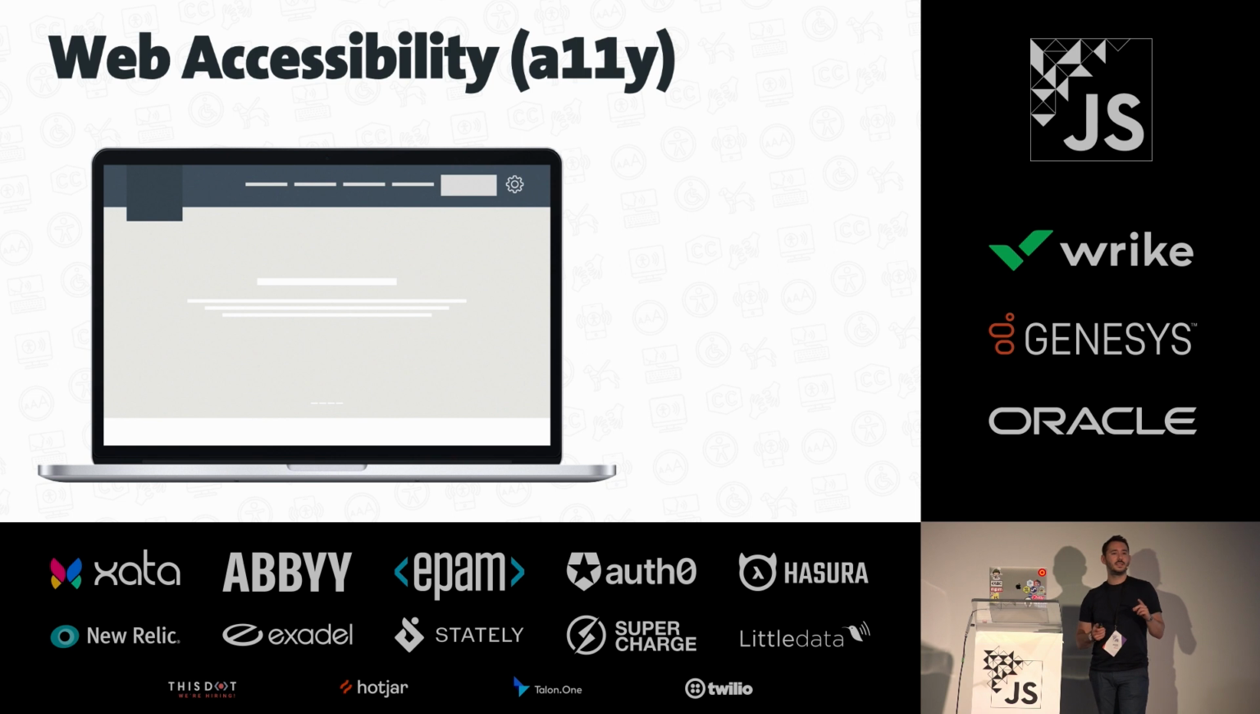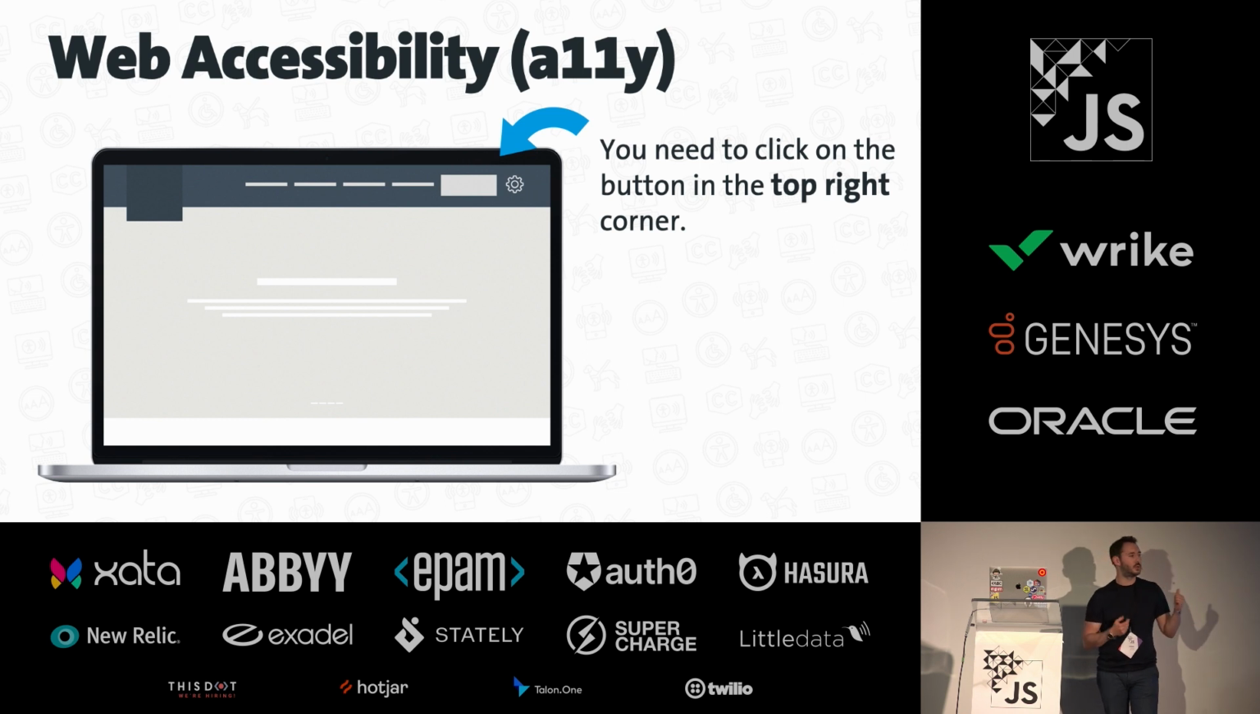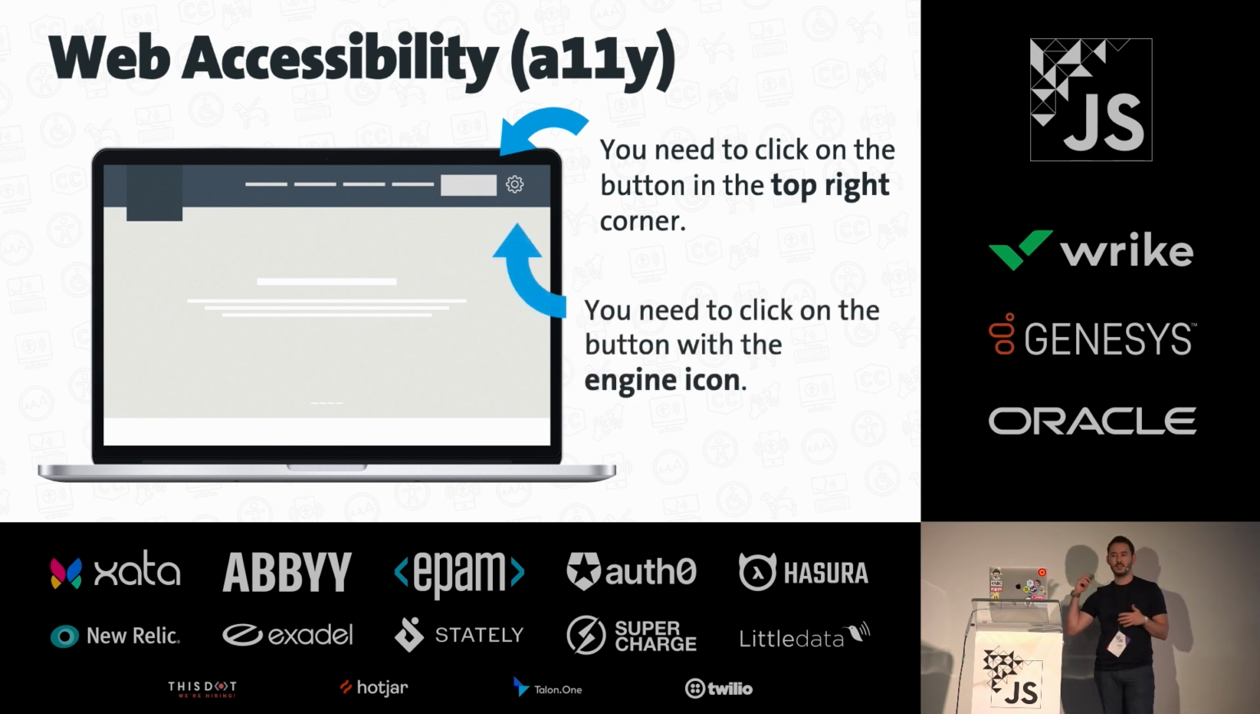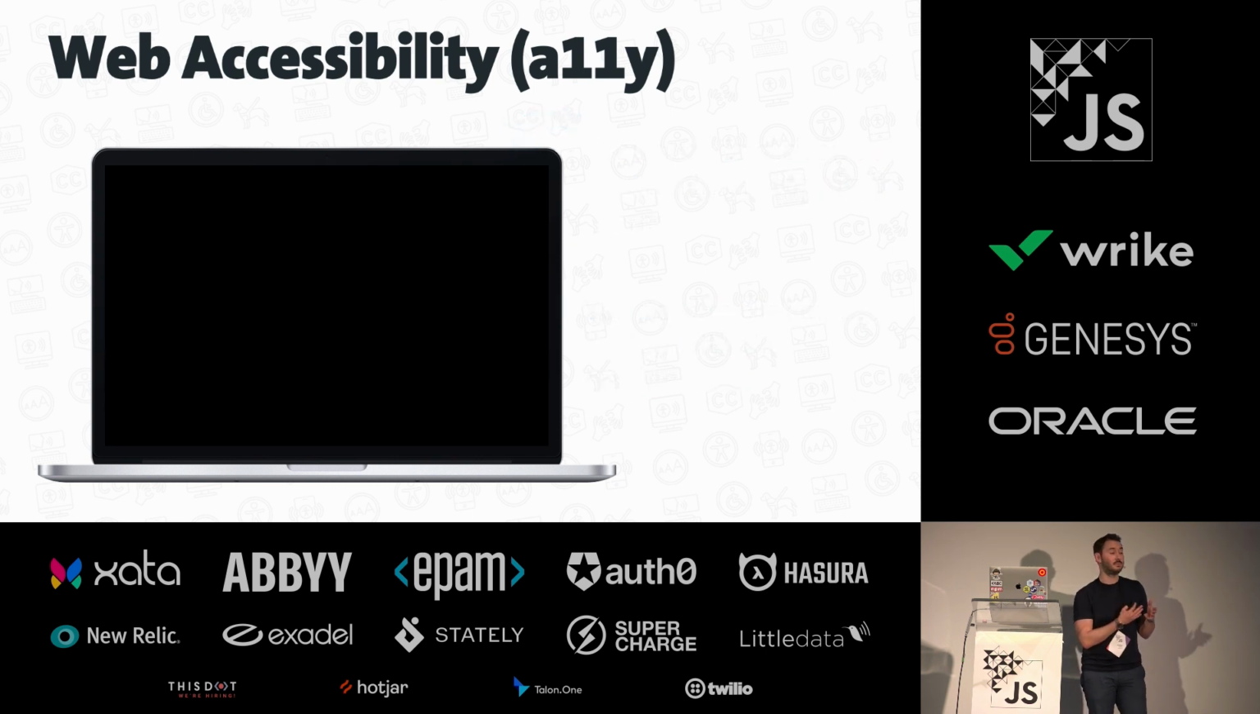So you want to see your latest purchases, and you call the support team, and they can tell you something, you need to click on the button in the top right corner. Or you want to change your email address, and you don't find where it is, so they can tell you, you need to click on the button with the engine icon. But for someone who is blind, there's no such button that looks like an engine icon, or there's no such top right corner. They don't use a mouse for that. So we need to have this in mind when we develop our applications.